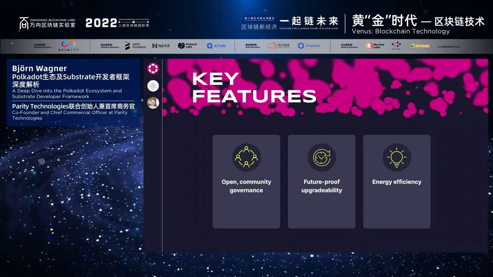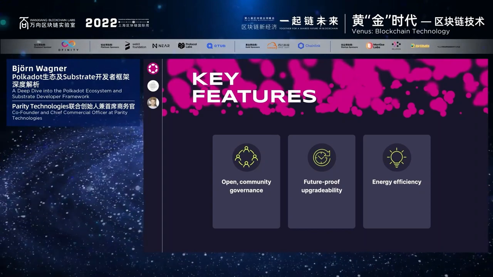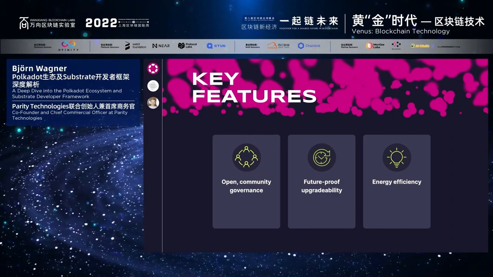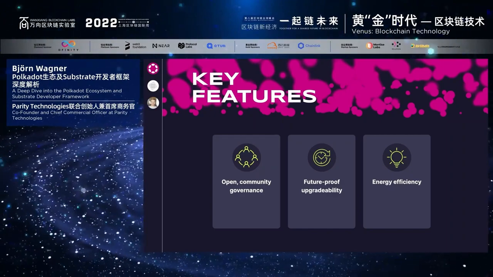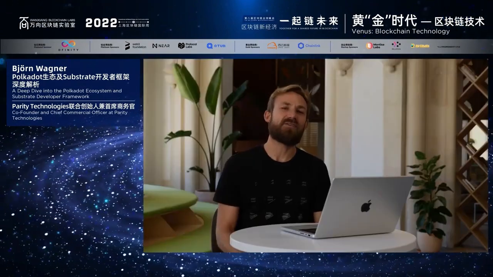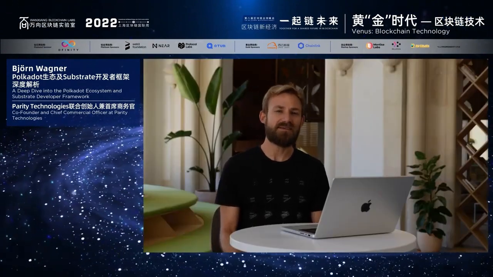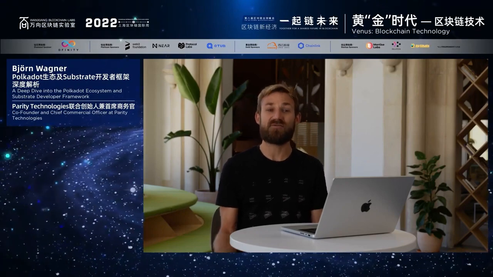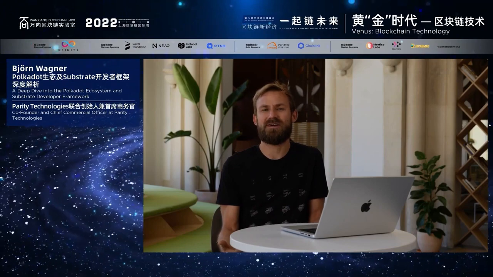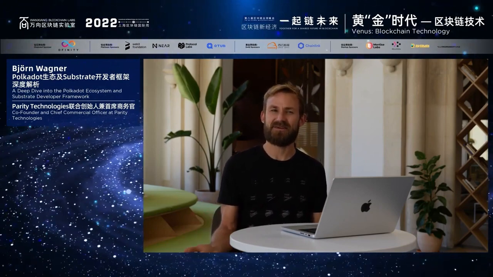So beyond Polkadot's customizability and interoperability, I want to highlight a few other areas where Polkadot is really leading the way: governance, upgradability, and energy efficiency. Governance has long been an important topic in blockchain communities. The question is, how do you get a decentralized group of people to agree on the best path forward for a network? And then, how is the decision being enacted?